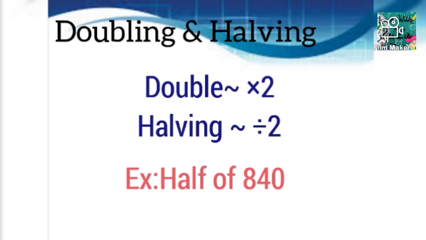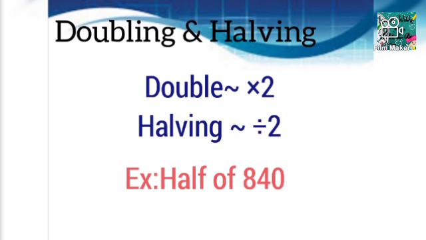Now let's go into doubling and halving. Yes, to double a number, you multiply it by 2. That's why we call it double. To halve a number, you divide it by 2. So, for bigger numbers, you can use the place value and factors to help you find double or half of the number. Let's consider the example half of 840.